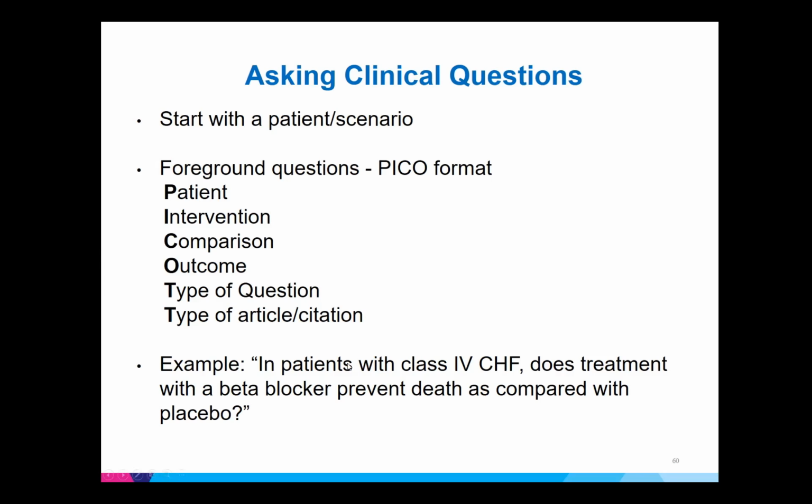So an example here: in patients with class 4 CHF, and sorry, this is old for the cardiologists, I know it's HFrEF and things like that now, does treatment with a beta blocker prevent death as compared with placebo? So here the patients are people with class 4 CHF. The intervention is a beta blocker. The comparison is those that receive placebo. And the outcome is you're looking for death. So that's the PICO format for those who may not be familiar.